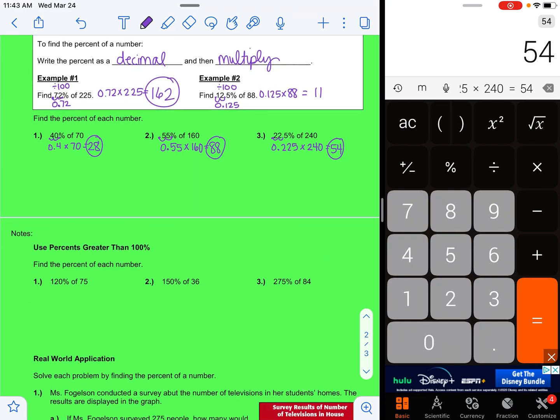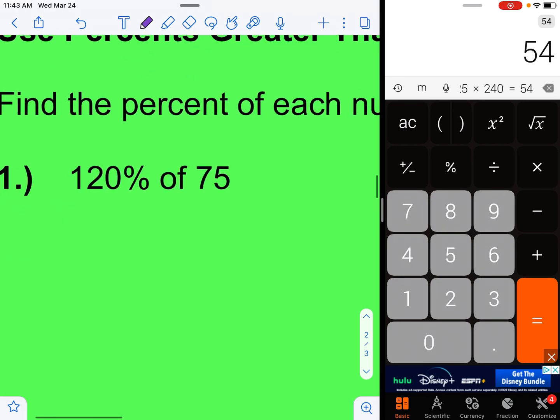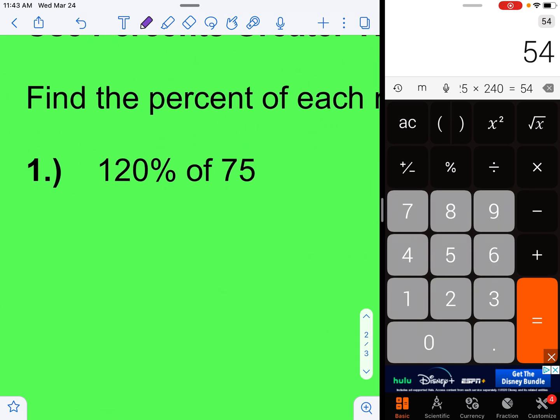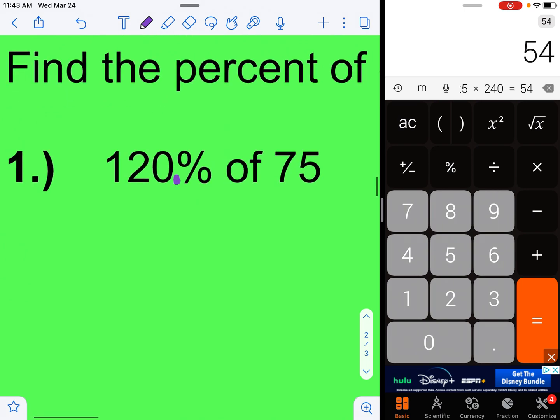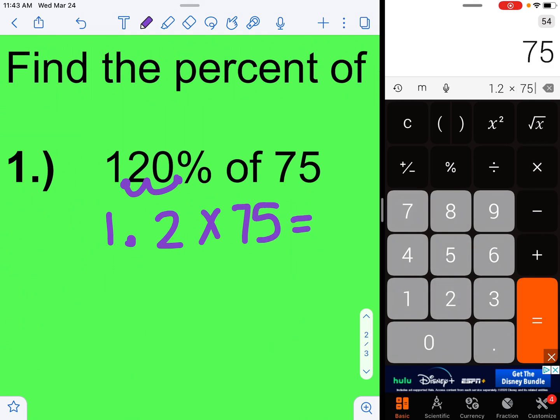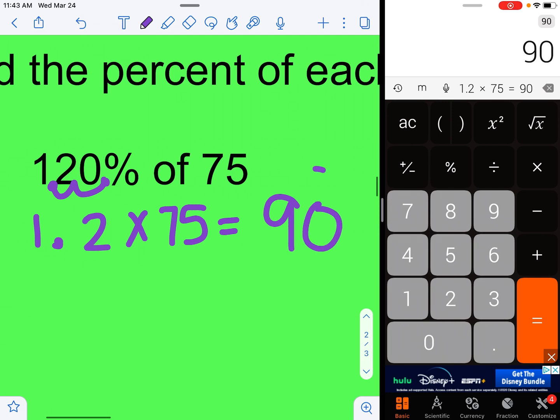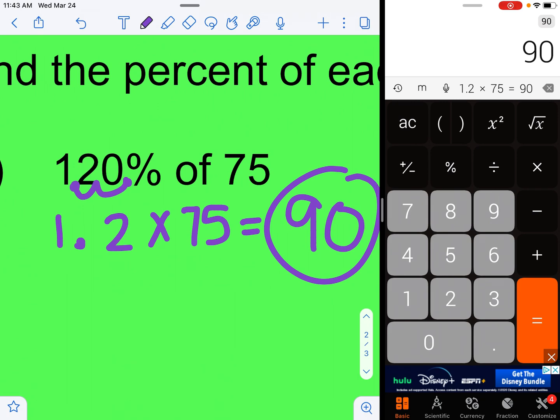Now we're going to practice some where our percents are greater than 100. So what that means is your answer will be bigger than the number that we start with. Okay, so again, we have 120% of 75. We need to change that percent to a decimal. And to do that again, you move your decimal point 2 places. 1, 2. So I get 1.2, and I'm doing the same thing. I'm taking it times 75. 1.2 times 75 gives us 90 for an answer. If you notice, 90 is bigger than 75. That's going to happen because our percent is greater than 100.